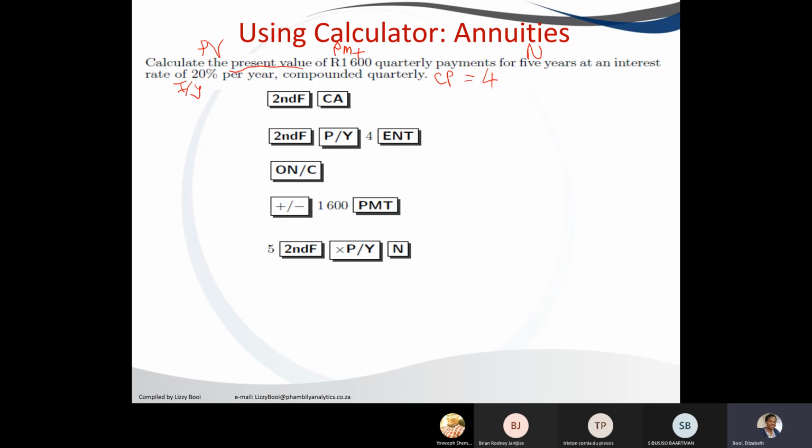Now we can put in our periods, which is 5 years, second function times PY, and the times PY is on the N button, it's written in orange. So we are actually pressing second function and pressing the N button, and then you need to store that value by pressing again to store the value of your period onto your calculator.